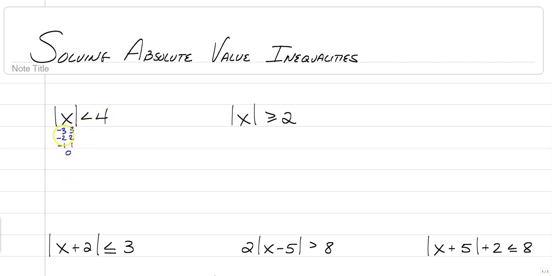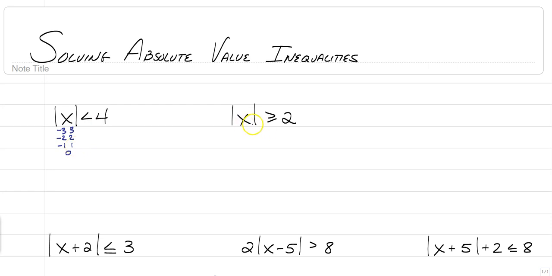And of course, we could have -3.5, -2.9, and all those little decimals in between. But really, if you think about it, only numbers in this range would be less than 4 when you take the absolute value of it. So very small group.